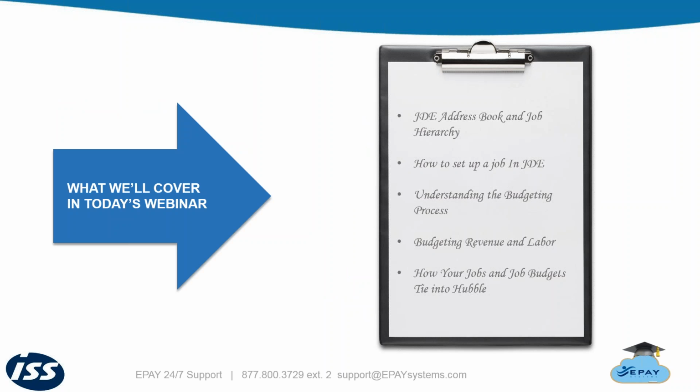So what we will be covering in today's webinar is the JDE address book and job hierarchy, as well as how to set up a job in JDE, and then give you guys an understanding of the budgeting process as a whole. And from there, we'll review budgeting revenue and labor details specifically. And from there, we'll review how your jobs and your job budgets tie into Hubble and the monthly labor forecast dashboard that you guys are usually reviewing.